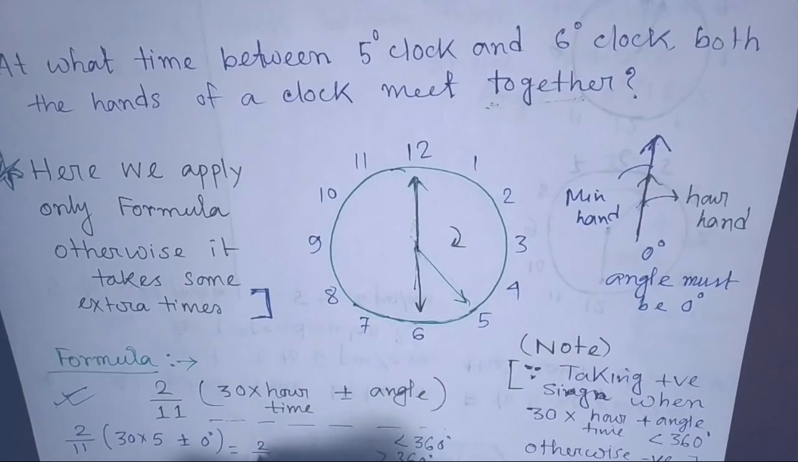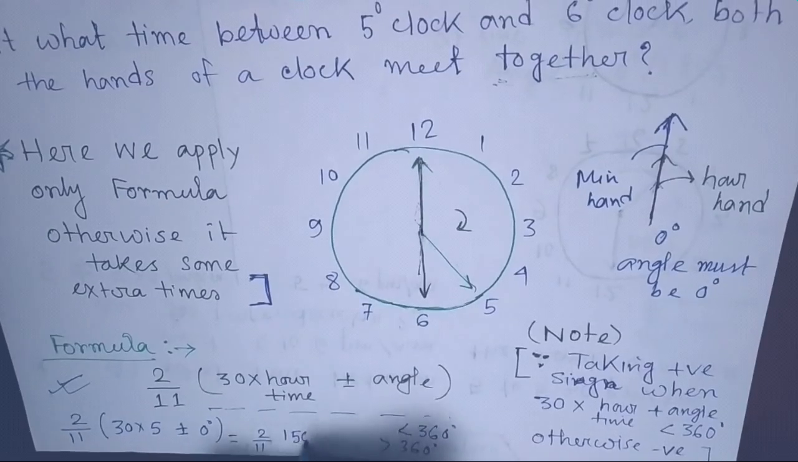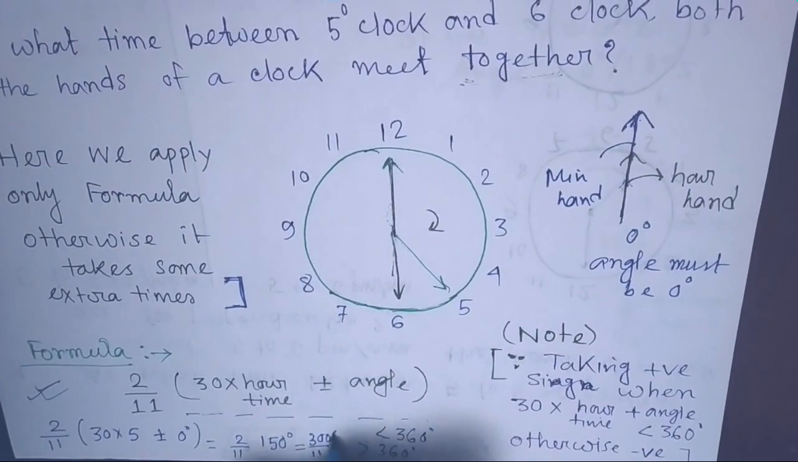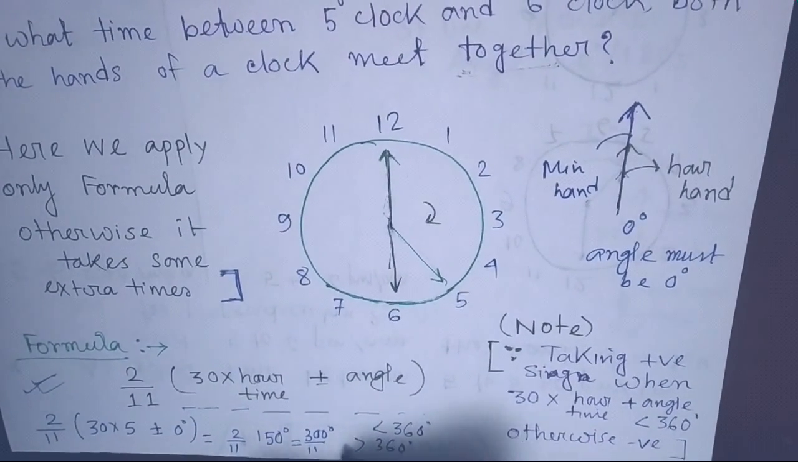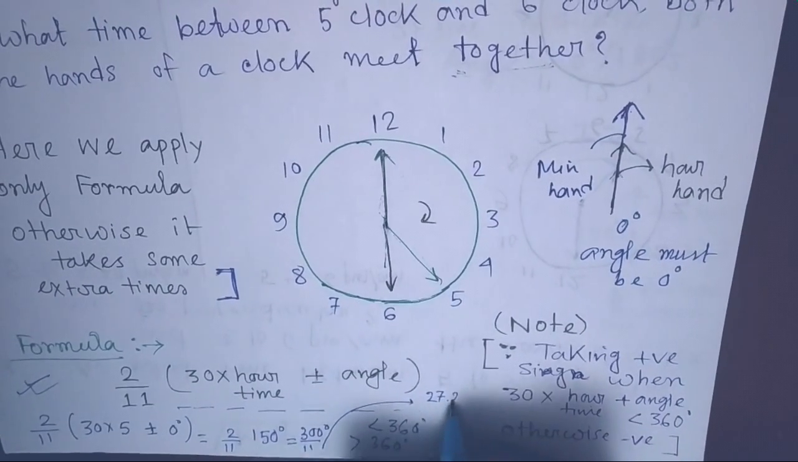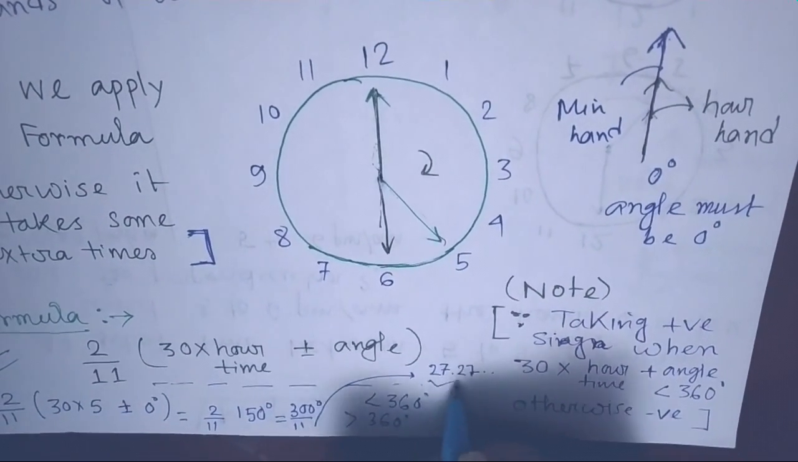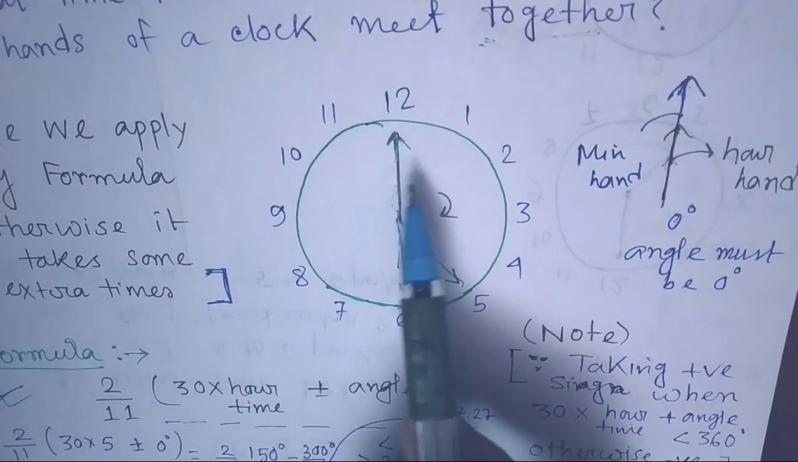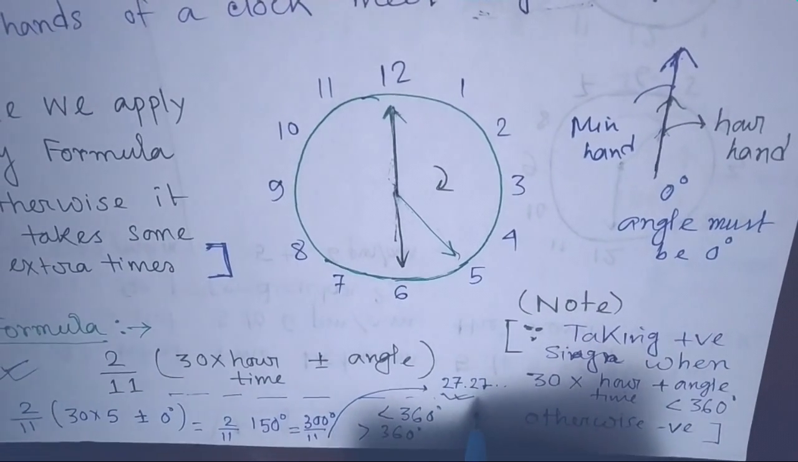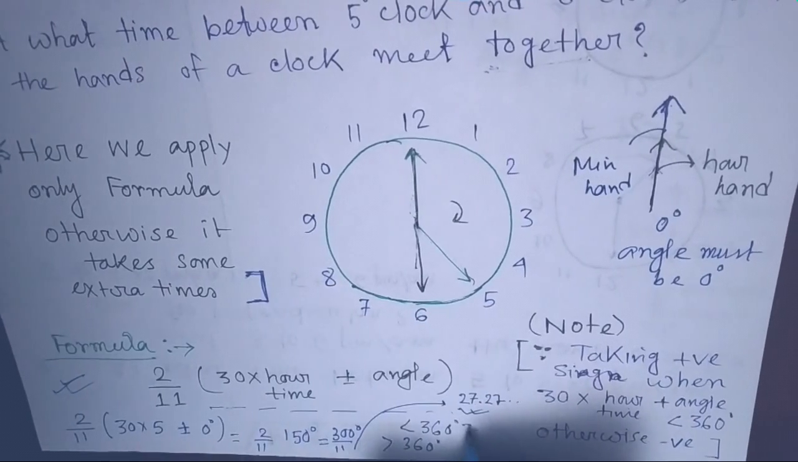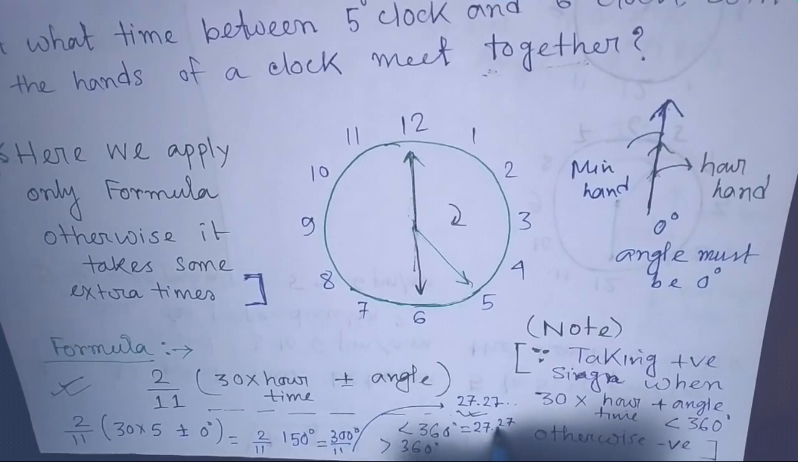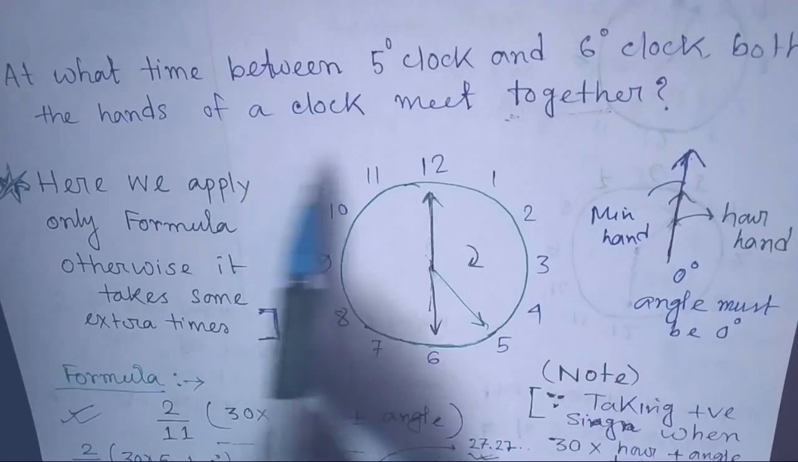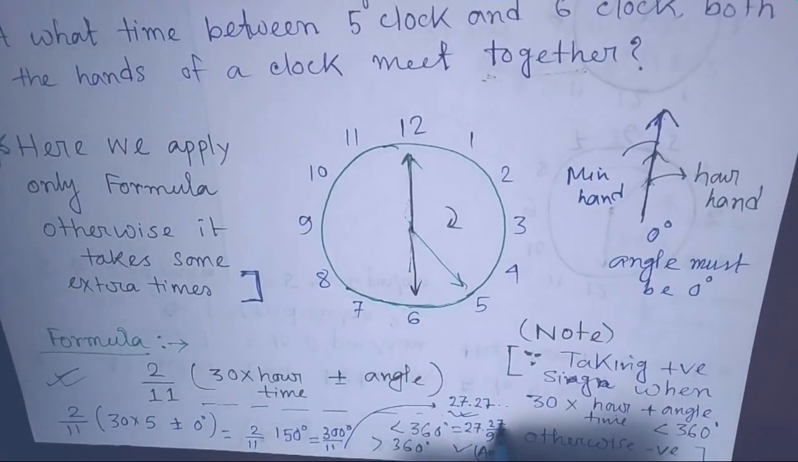So what happens? 2 by 11 into 150 degree is equal to, and if you calculate this, it becomes 27.27 degree. This is the answer. That means coincide means, in one round, if the hand moves 360 angle, then the coincide occurrence is 1 time, and it is equal to 27 by 99, and this is the answer. At what time between 5 o'clock and 6 o'clock do both the hands of a clock meet together? The answer becomes 27 27 by 99.